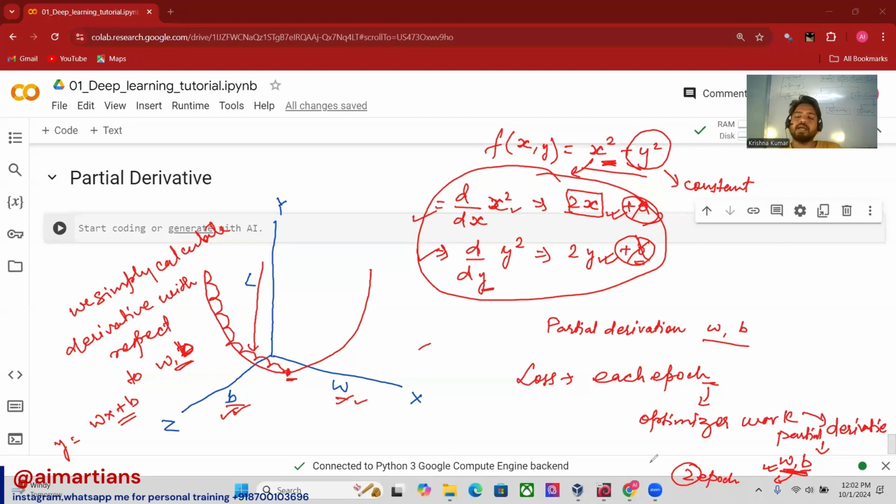After completion of the first epoch, the second epoch starts with this weight and bias, and that weight and bias help us get a new loss. So here we get, let's say, loss 1, and here we will get loss 2. This loss may be lower than the previous one or may be higher. It totally depends on our training. So this is the whole concept behind partial derivatives, and how we use them.